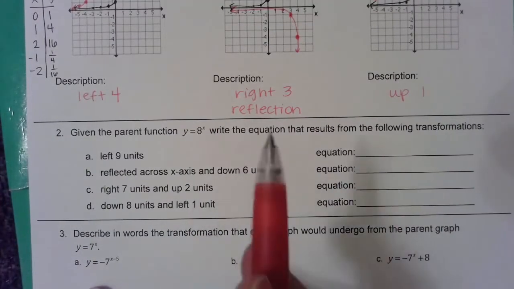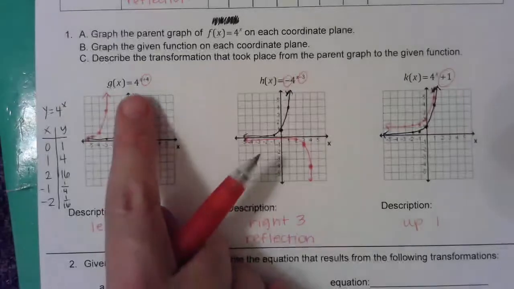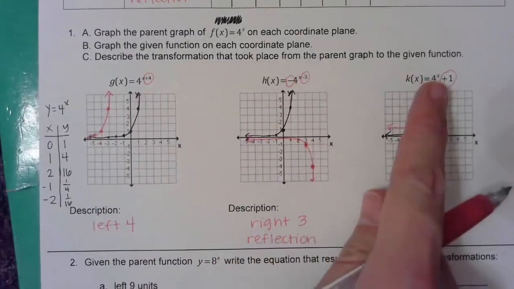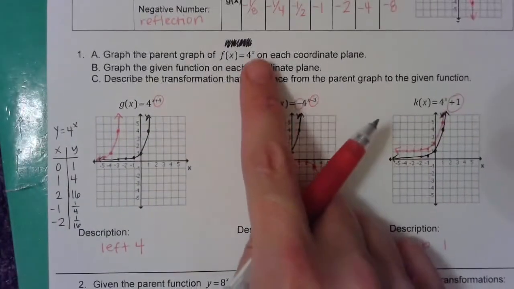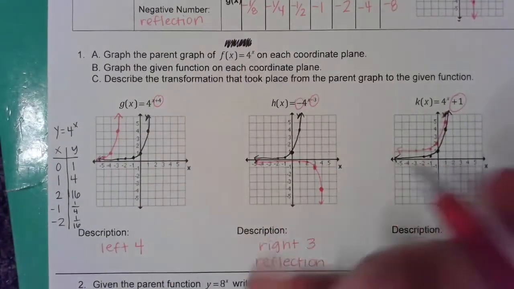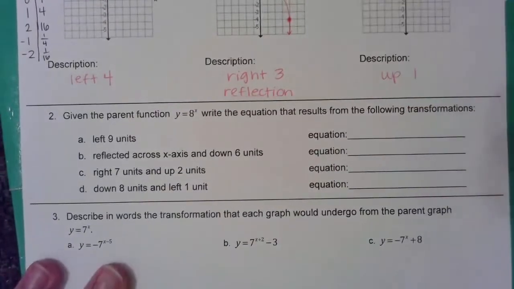Something that I didn't say about the previous question is that the 4 on all 3 of these doesn't do anything to change where the graph is located. The 4 is the same as this 4 here. So you always have to have a number in your base. The base doesn't move the graph, it's the other stuff that moves the graph.